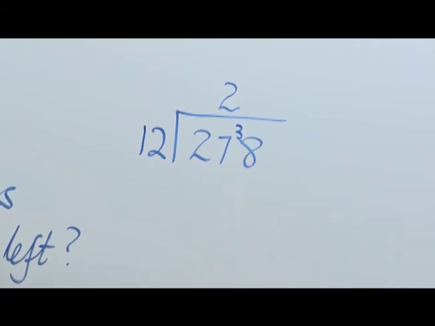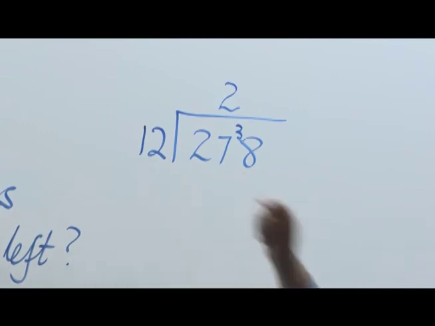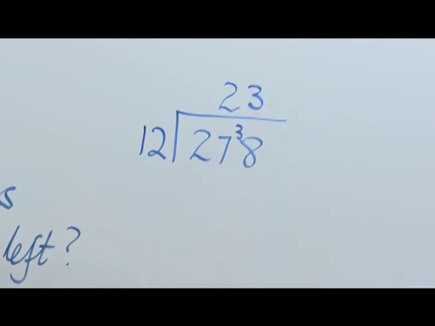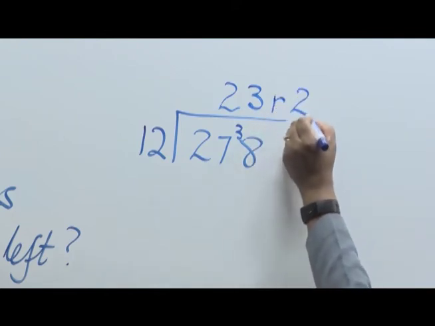So I'm now going to divide 38 by 12. And that will give me 3 sets of 12, which is 36. And I have a remainder of 2.